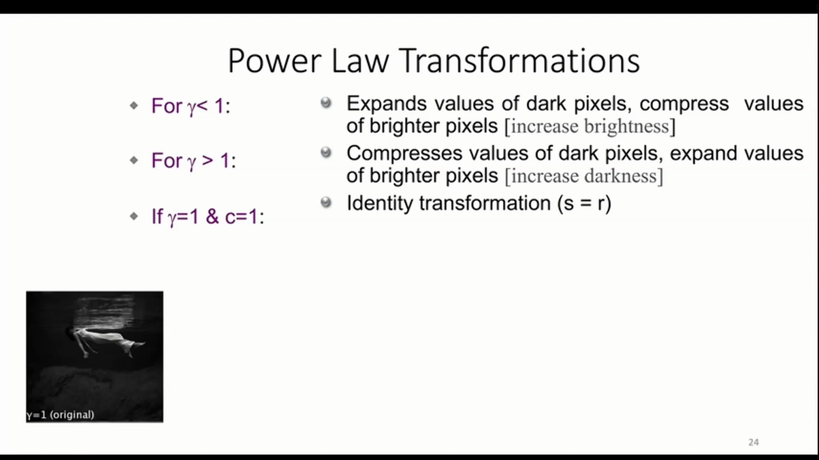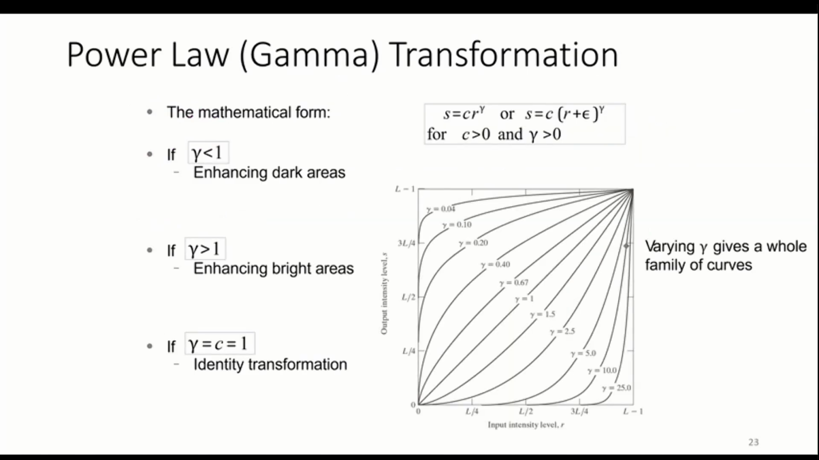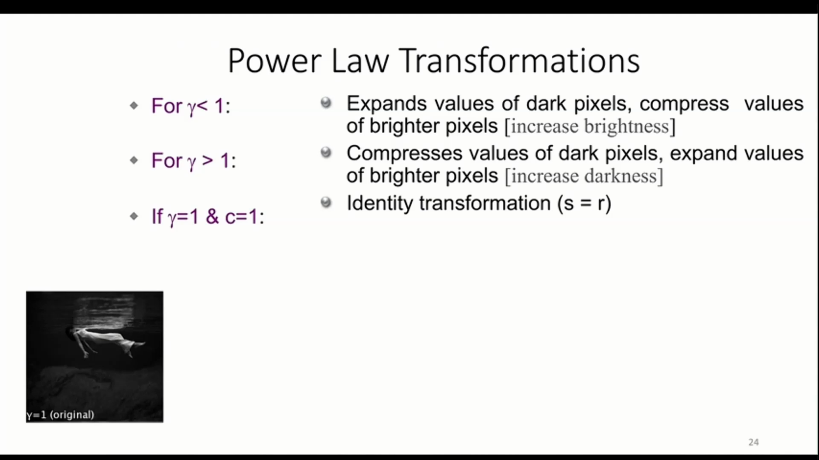See, less than 1 means we expand the value of dark pixels, because we have this curve, so it expands the value. Or it compresses the value of brighter pixels, because here the brighter pixels are compressed to a small location, right? So when you use the word enhance, you mean we're extending the region. If I extend the darker region, it becomes lighter, yes.